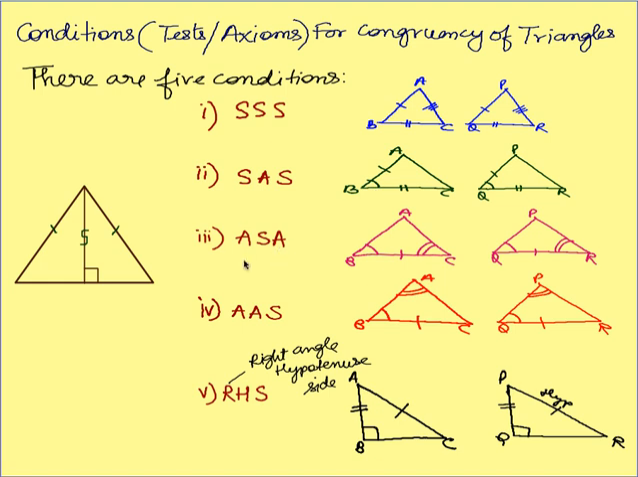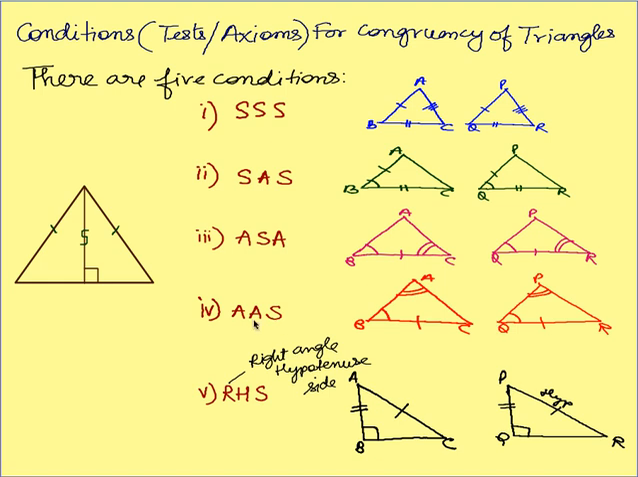And ASA means 2 angles are given equal and 1 included side, so one side in between them. AAS means 2 consecutive, adjacent angles and then a side. So it is called AAS. We don't write SAA, we write AAS.